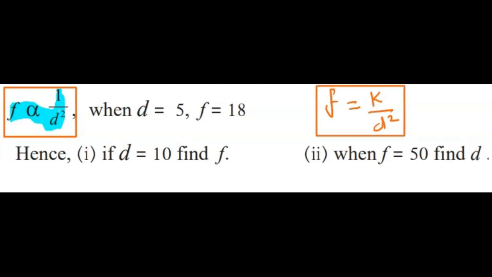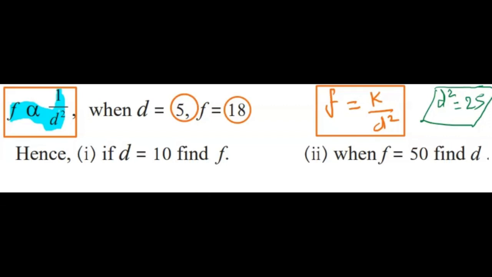K will be the constant of variation. Now, what is the d here? D is already given, that is 5. F is already given, that is 18. So what will d square be? First we'll calculate and keep it as it is. D square will be equal to 25. So d square equals 25, and d is equal to 5.